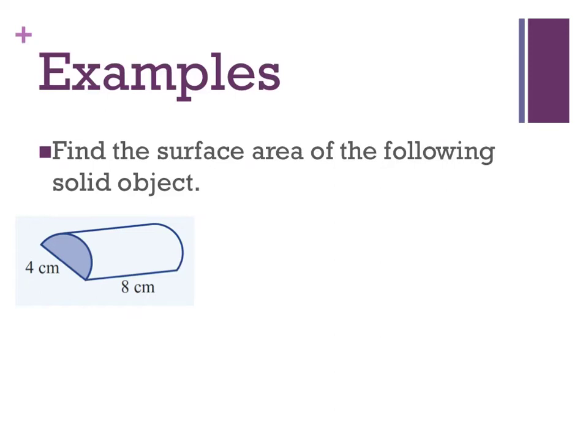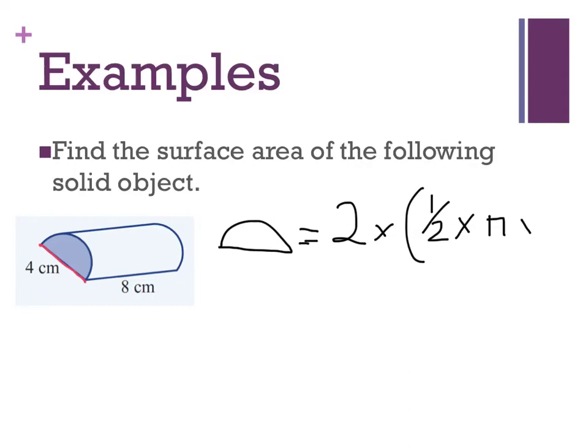Now, my other problem here is this 4 centimeters is my diameter. So that's something else I'm going to have to take into account. So my area of these is going to be 2 times, brackets, half times pi times my radius, which will be 2 squared. Does that make sense? Because it's pi r squared, but it's going to be half of them because I've only got half of the semicircle.